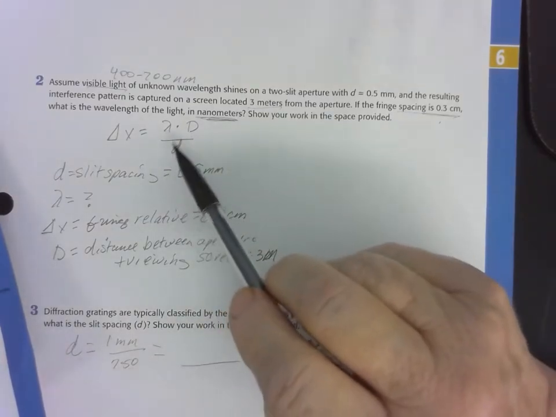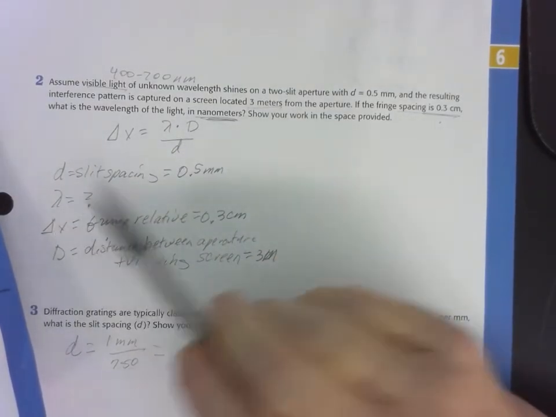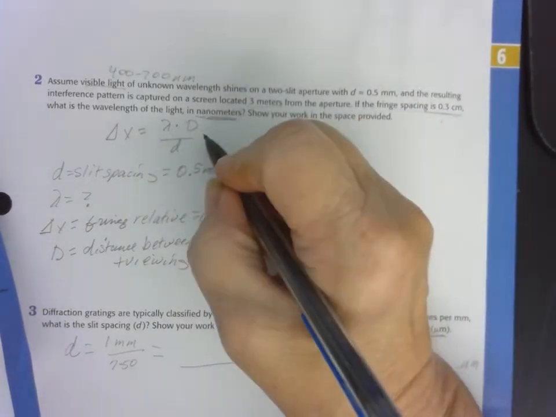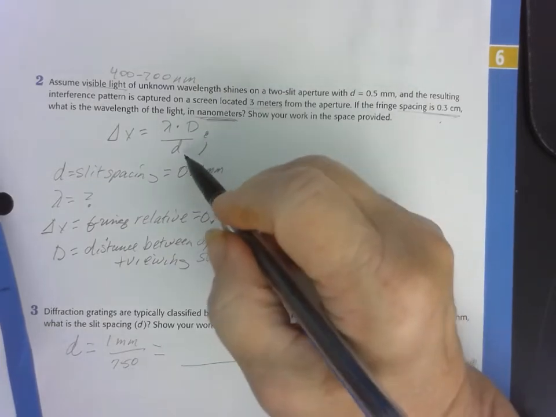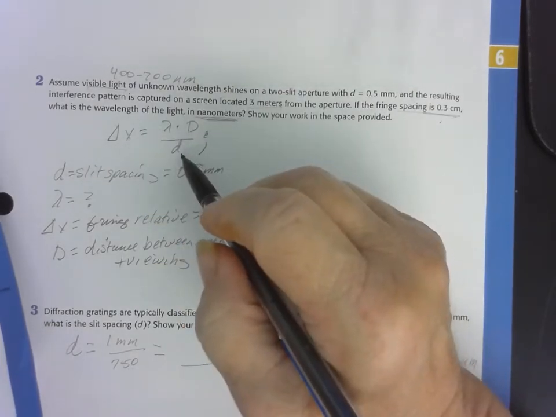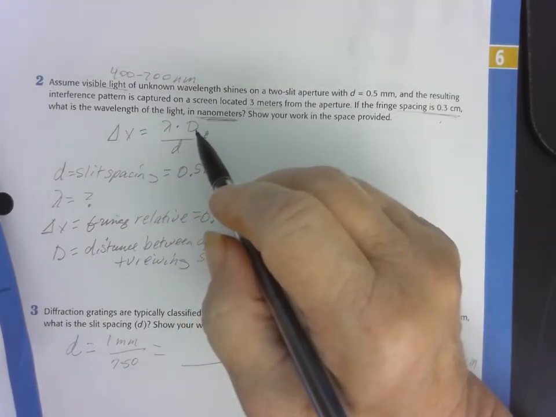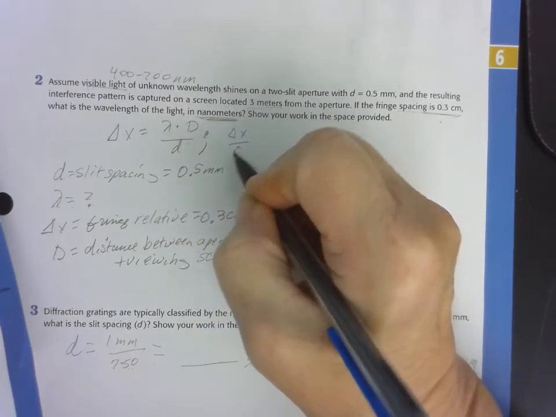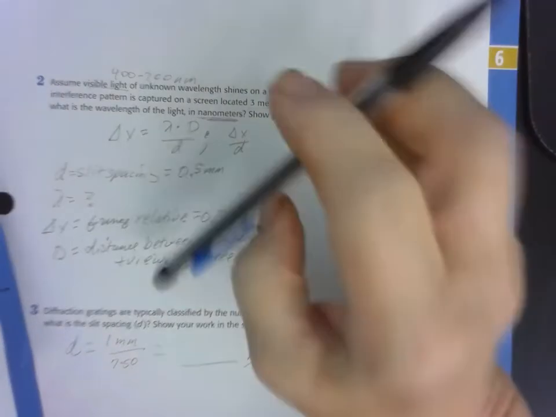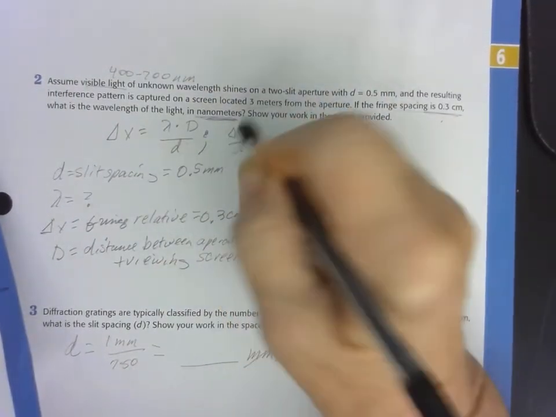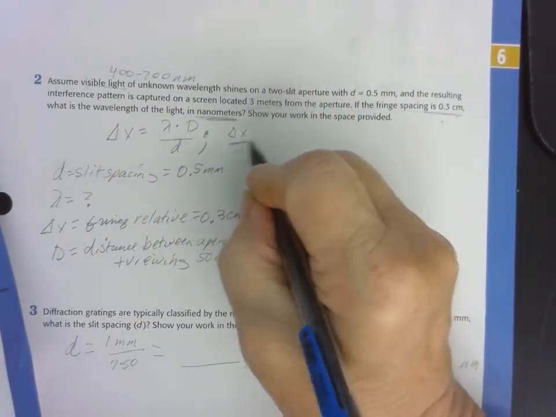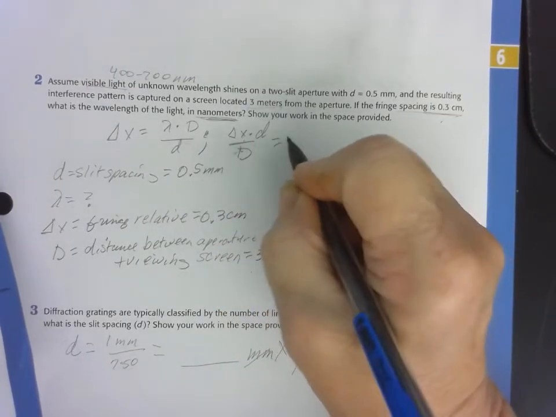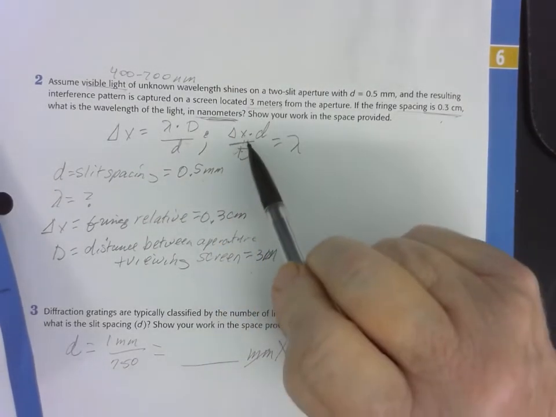So we're finding our lambda here. Let's rearrange this equation first so that lambda is by itself. We multiply both sides by the little d and divide by the capital D, and so we have delta x times little d divided by capital D equals lambda. So that's the equation we're going to use.